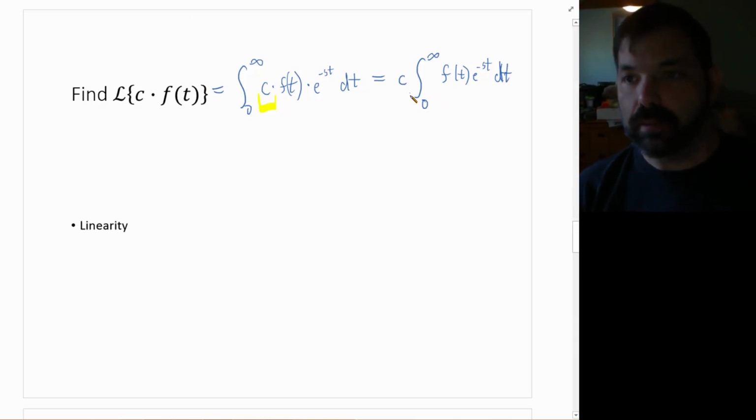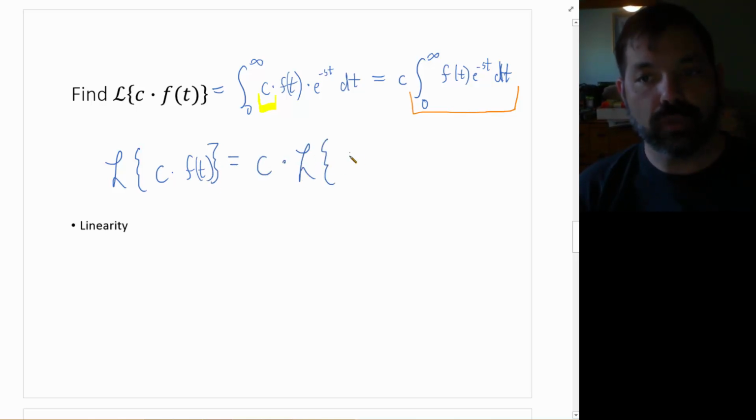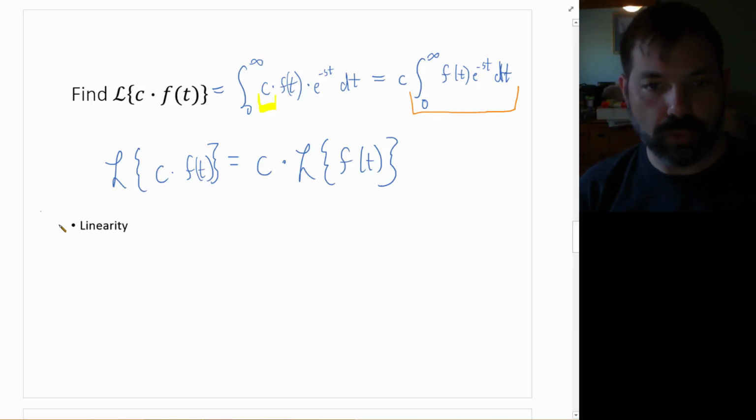Well, this whole thing, this integral from 0 to infinity of f of t e to the negative st dt, that's just the Laplace transform of the function f of t. And so what this tells us is the Laplace transform of c times f of t is c times the Laplace transform of f of t. What that means is, if we're multiplying some function by a constant, we can bring the constant outside of the Laplace transform. Useful tool.